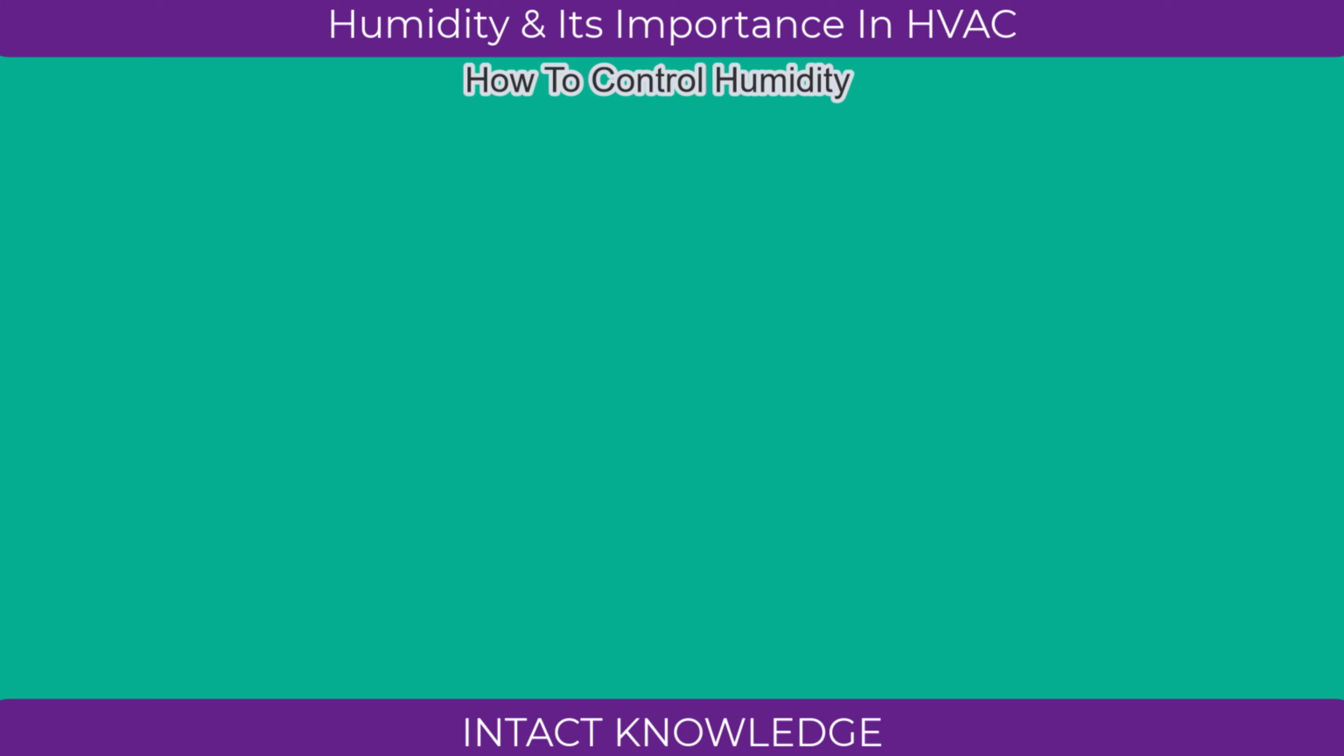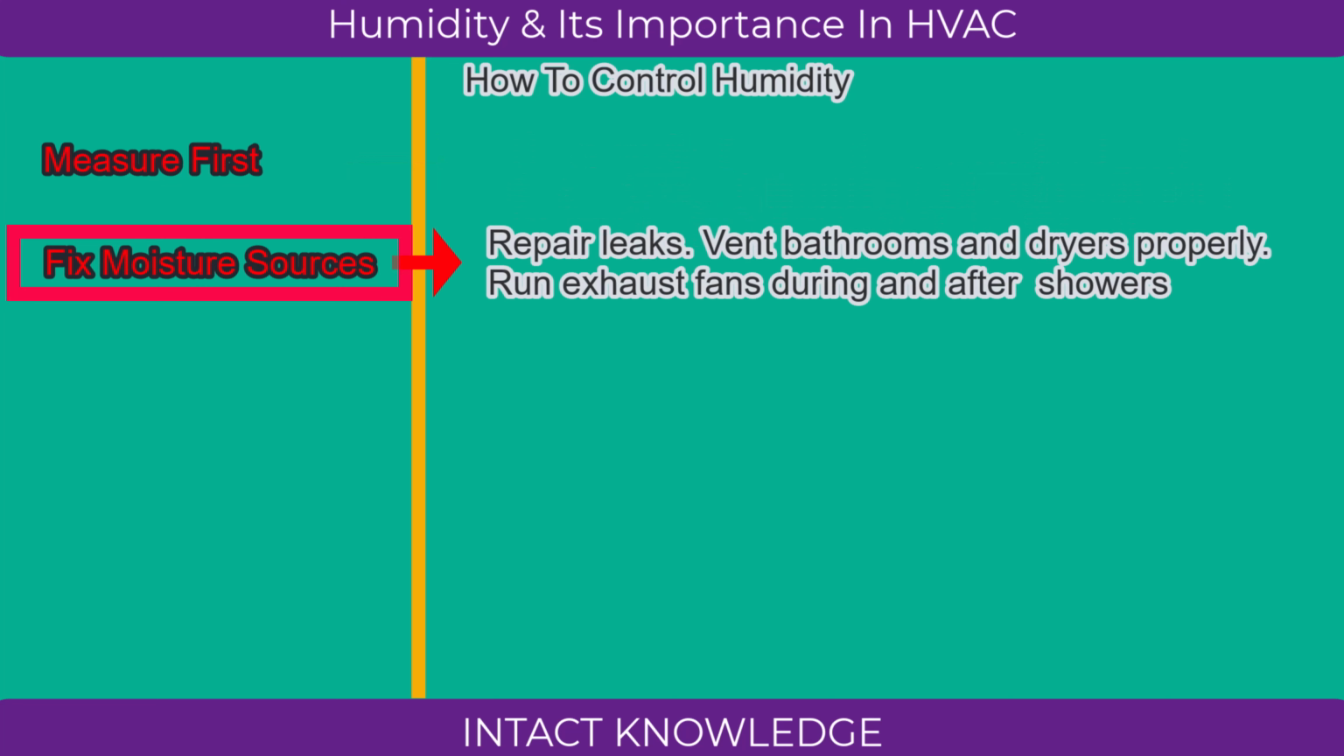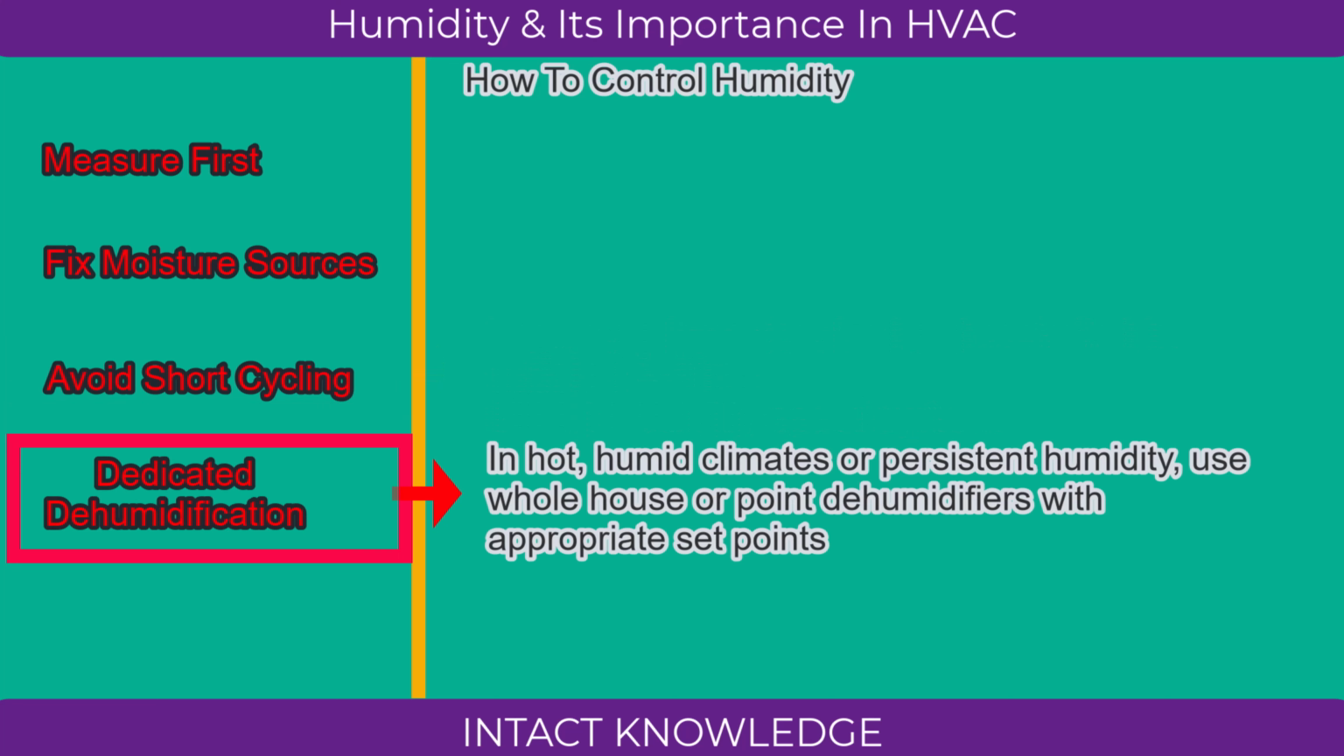Practical strategies to control humidity. Measure first. Use a quality hygrometer or combined monitor for temperature, humidity, and carbon dioxide to know actual relative humidity in different rooms. Fix moisture sources. Repair leaks. Vent bathrooms and dryers properly. Run exhaust fans during and after showers. Avoid short cycling. Ensure equipment is sized and controlled for sufficient runtime. Consider variable speed systems. Dedicated dehumidification.